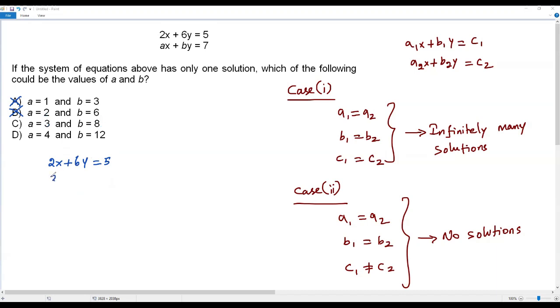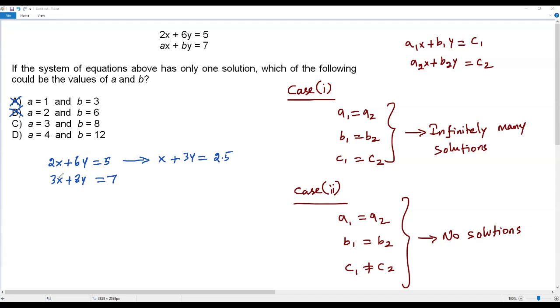So when I do so, I'm getting 3x + 8y = 7. So the same thing what I did earlier. Here I'm going to divide each term of the first equation by 2, because the coefficient of x and coefficient of y have the greatest common divisor 2. When I divide 2x by 2, I'm just getting x. When I divide this 6y by 2, I'm getting 3y =. When I divide this 5 by 2, I'm getting 2.5.